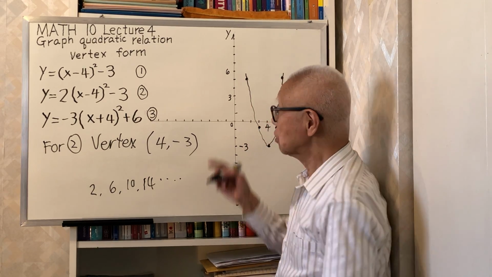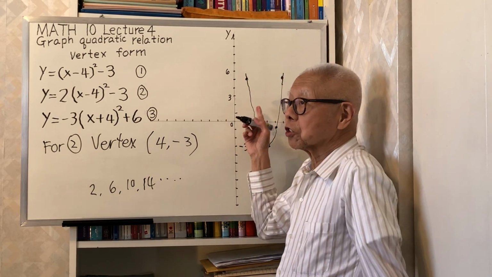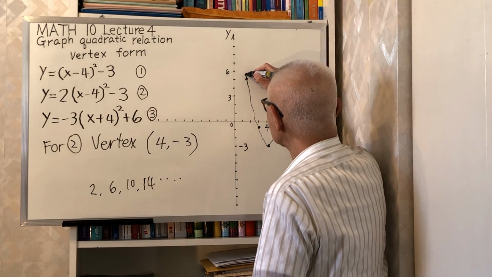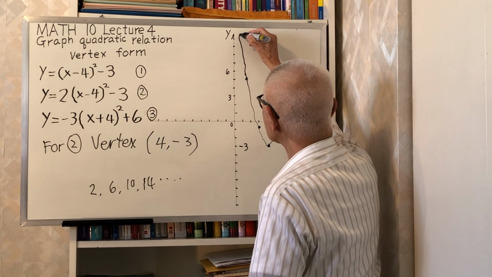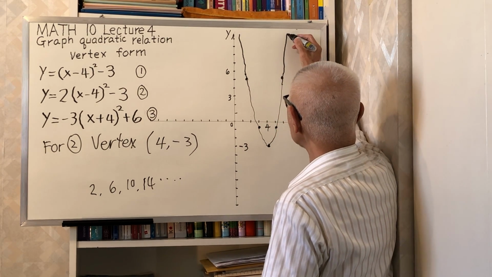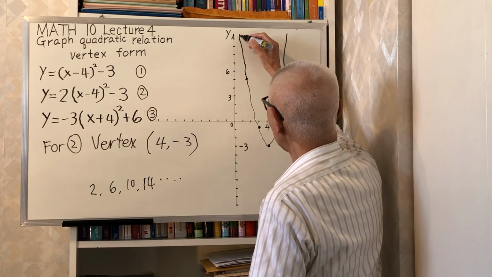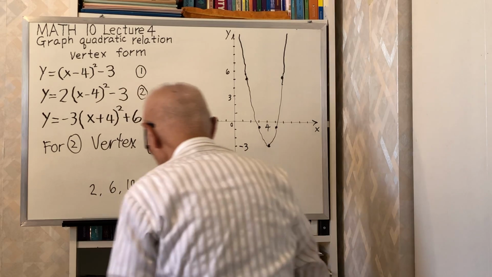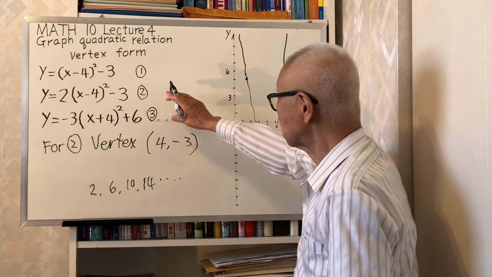Remember what I said? You cannot stop here. You cannot draw the graph like this. You have to extend it to the edge of your paper, here. And remember what I said, do not put arrows there. Now, this is your graph for the second relation.